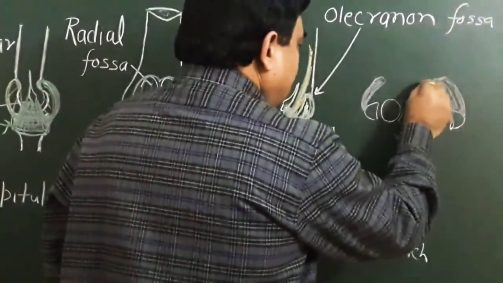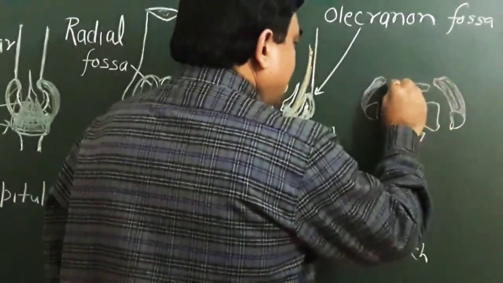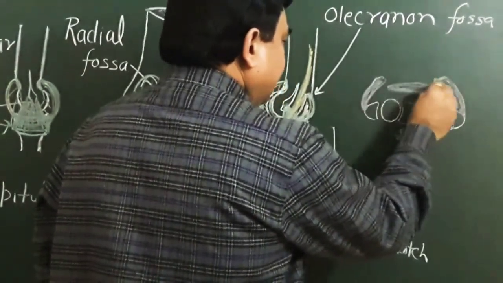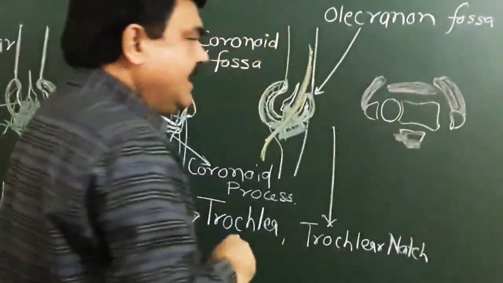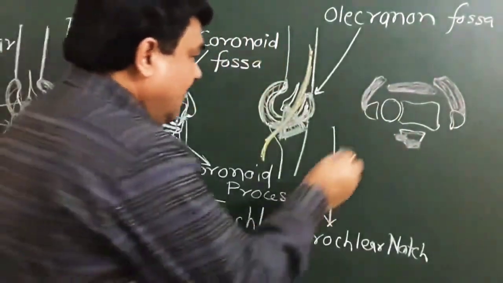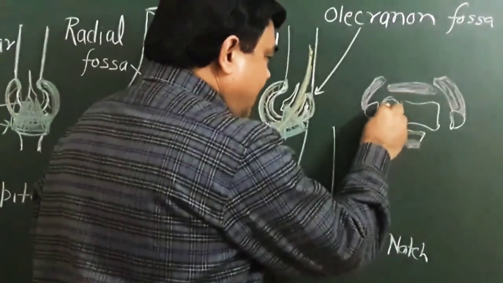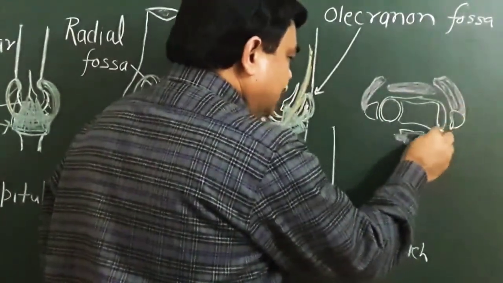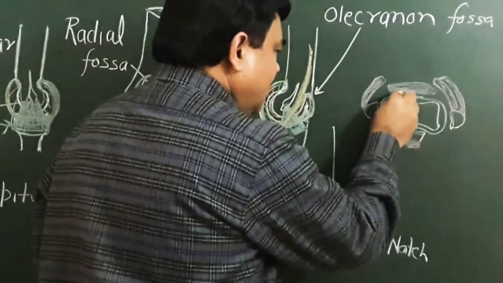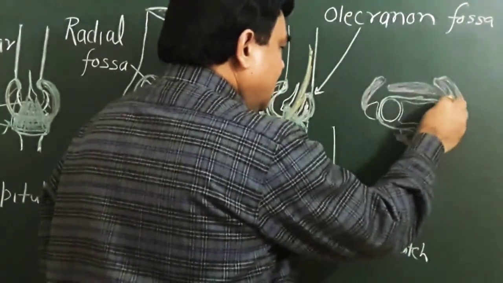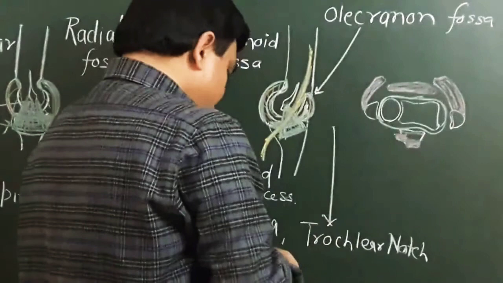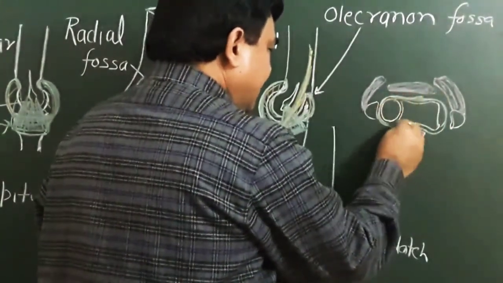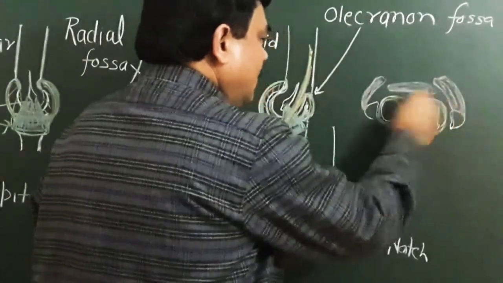And here is the position of the brachialis muscle. This is the brachialis muscle. And here is the joint capsule. This is the covering of the joint capsule, which is internally lined by synovial membrane. This is the joint capsule.